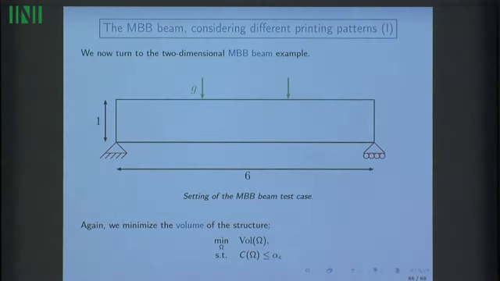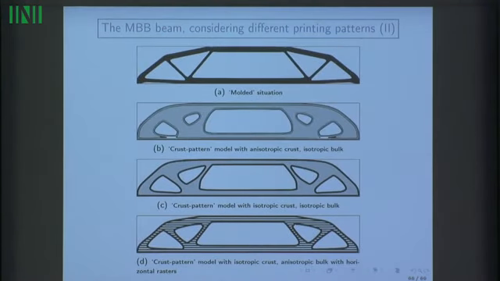So let's consider one last example, which is very similar to the one I presented before in this quite different context. We consider a beam which is clamped here and here, and we apply two loads on the upper part of the shape. Again, we minimize the volume under a constraint of the compliance of the shape. And here is what we obtain in the molded situation, the base case scenario where the constituent material is isotropic and strong in all directions.